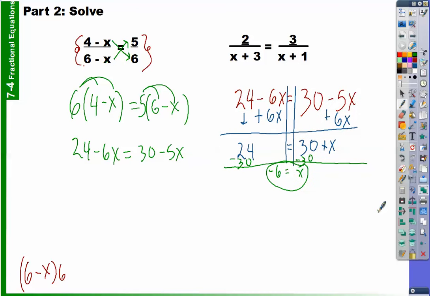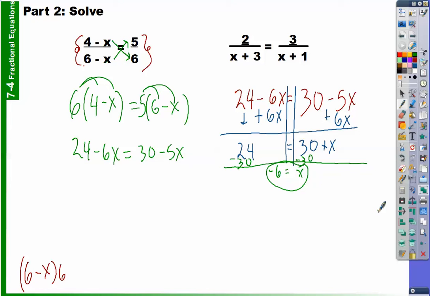So using cross multiplication will work when you are given two fractions that are equal to each other. If you have more than two fractions that are equal to each other, this method will not work and you'll have to multiply out common denominators.